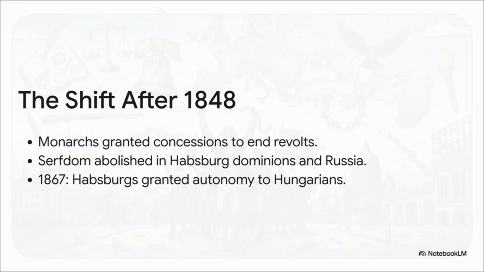Although conservative forces ultimately suppressed the 1848 liberal movements, the old order could never be fully restored. The autocratic monarchs finally realized that these relentless cycles of revolution and repression would only end if they actually granted concessions to the liberal nationalists. So, post-1848, some pretty profound changes were introduced. Serfdom and bonded labor were officially abolished both in the Habsburg dominions and in Russia, and by 1867, the Habsburg rulers even compromised to grant much greater autonomy to the Hungarians.